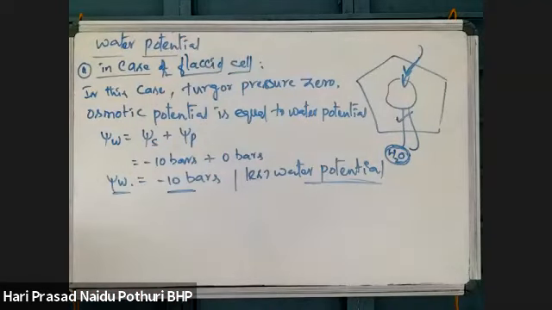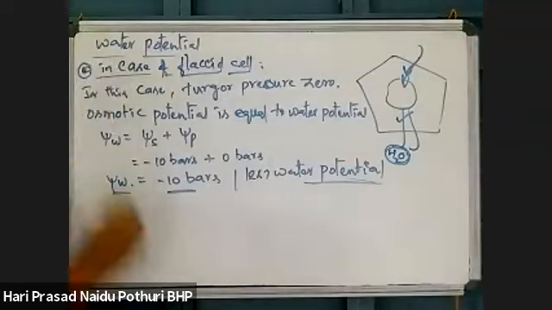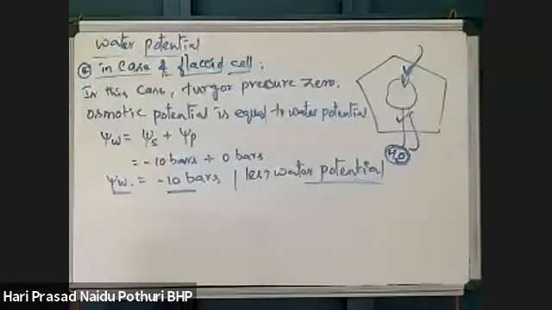Least water potential can be observed in the case of a fully flaccid cell, meaning minimum water potential. Fully flaccid, there is no water inside the protoplasm. Then we can see this condition. There are three types of movements.